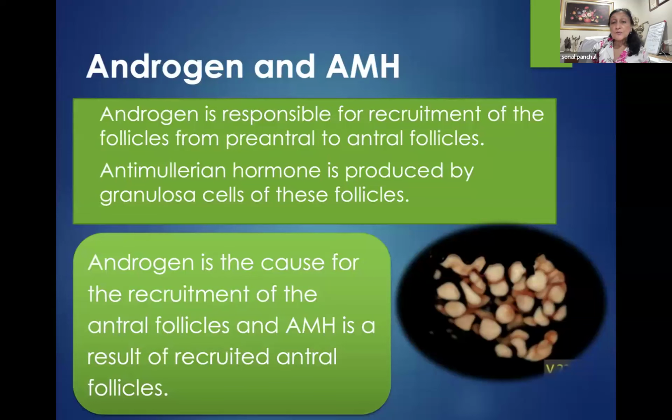Androgen is responsible for recruitment of the follicles from preantral to antral follicles. Therefore, as I just told you, antimullerian hormone AMH is produced by the granulosa cells of these follicles. That means both androgen and AMH can be replaced by counting the number of antral follicles.